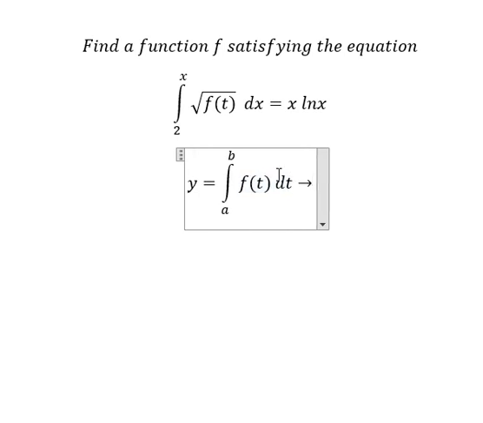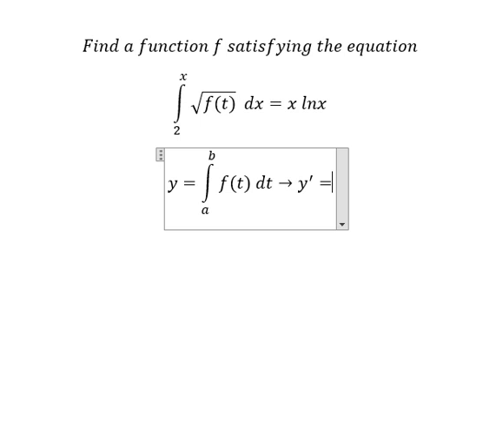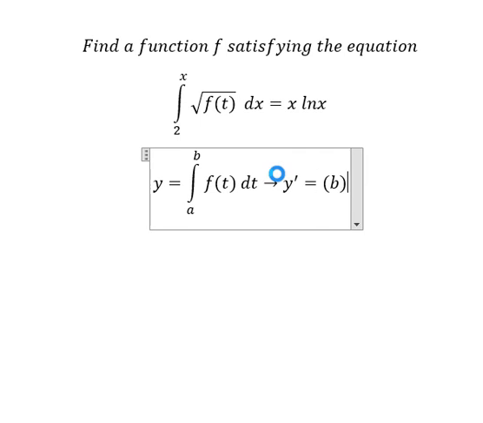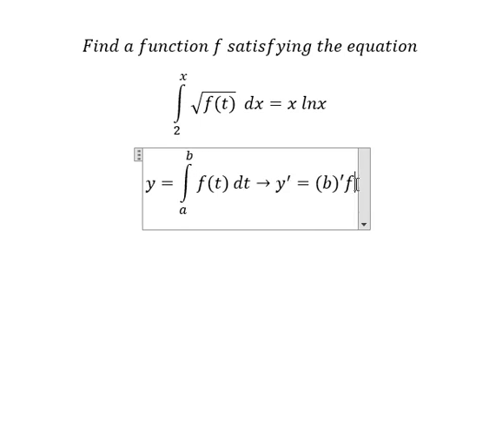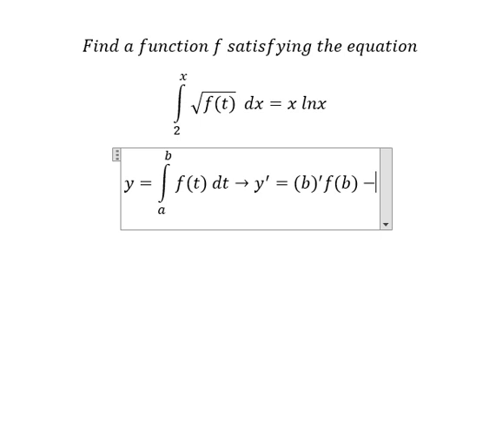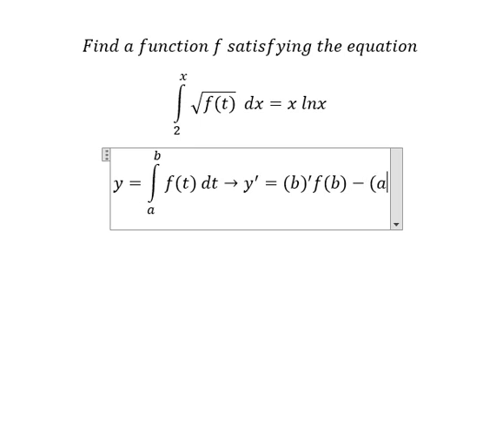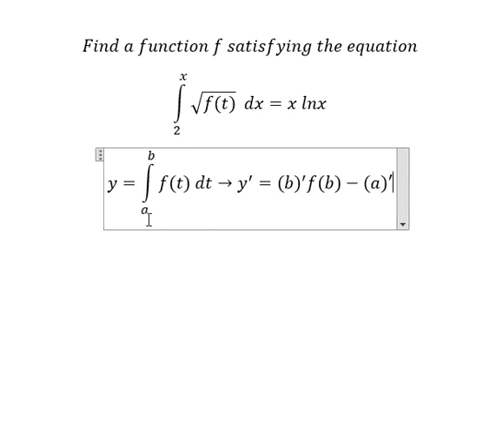So if we do first derivative, we need to do first derivative of b, and the value of b we change for t, minus we need to do first derivative of 8, and the value of 8 we change for t.